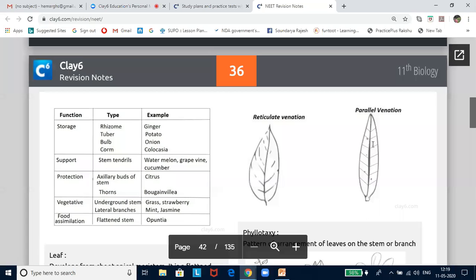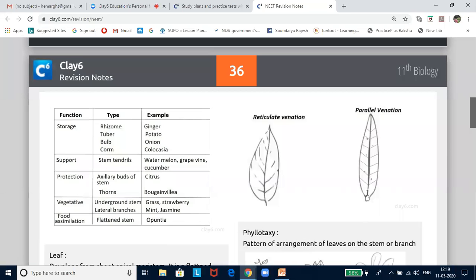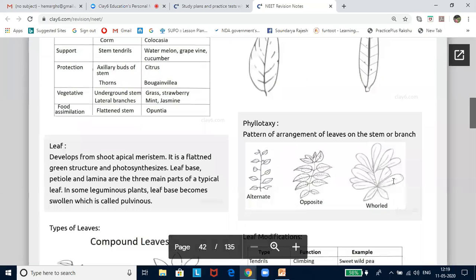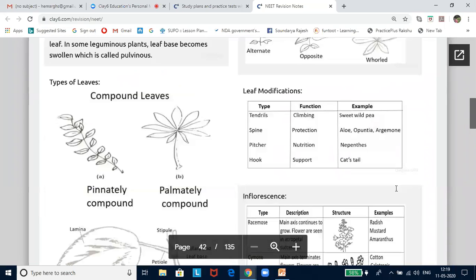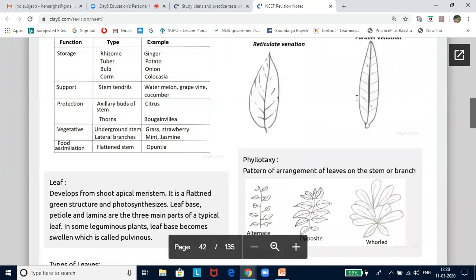In parallel venation, the diagram will not have veins like this, but all the lines will be running parallel to the middle one. That means you can't identify the mid one or the side lines. All will have parallel venation, and this is known as parallel venation. Most of the monocots have parallel venation. This is very important, because they might ask about distinguishing features. Is the leaf a distinguishing feature between a dicot and a monocot? Then you should be able to answer yes, because you are able to distinguish based on the venation, whether it is reticulately veined or parallelly veined.